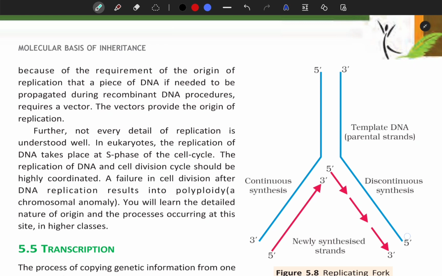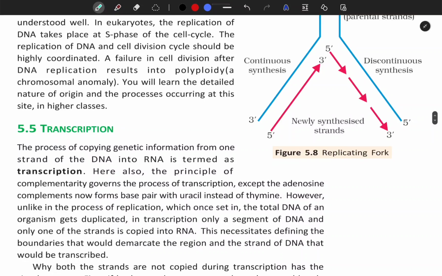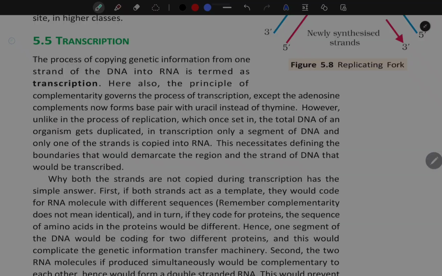Further, not every detail of replication is understood well. In eukaryotes, the replication of DNA takes place at S phase of the cell cycle. The replication of DNA and cell division cycle should be highly coordinated. A failure in cell division after DNA replication results in polyploidy, a chromosomal anomaly. You will learn the detailed nature of origin and the processes occurring at the site in higher classes.